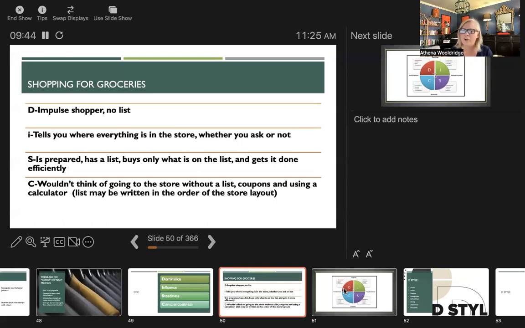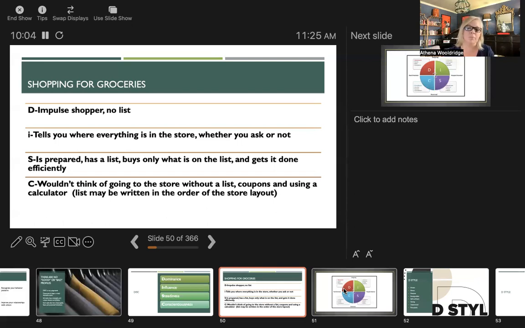And S, they're very prepared. They have a list, or maybe it's a mental list, but they have a list. They know what they need. An S is not going to end up at home with zucchini, macaroni and cheese and peanut butter, and they can't make a meal out of it. An S is tracking through and has a good plan.